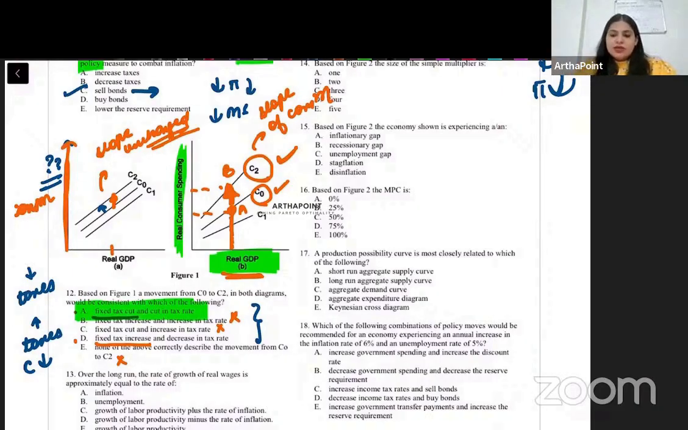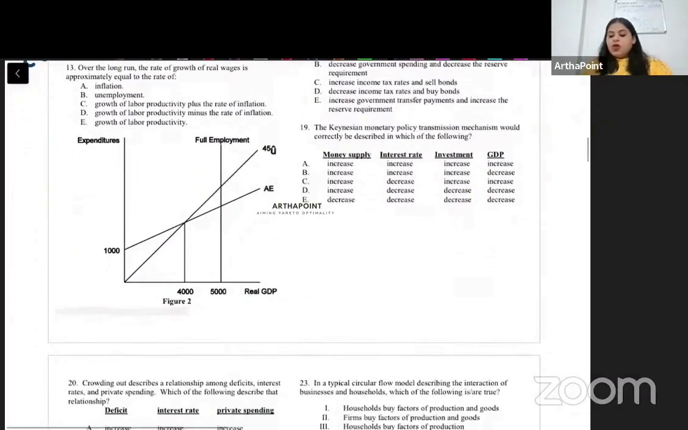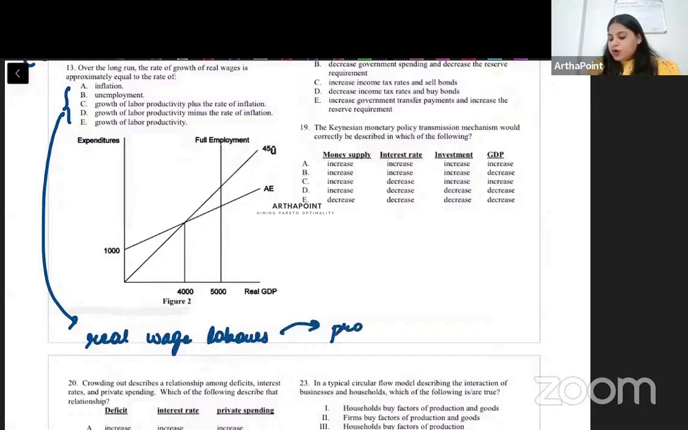It was a bit analytical, but it was a nice question. Okay, come to the next one. Question number 13. Over the long run, the rate of growth of real wage is approximately equal to the rate of... So we know that the real wage that laborers get is equivalent to their productivity.